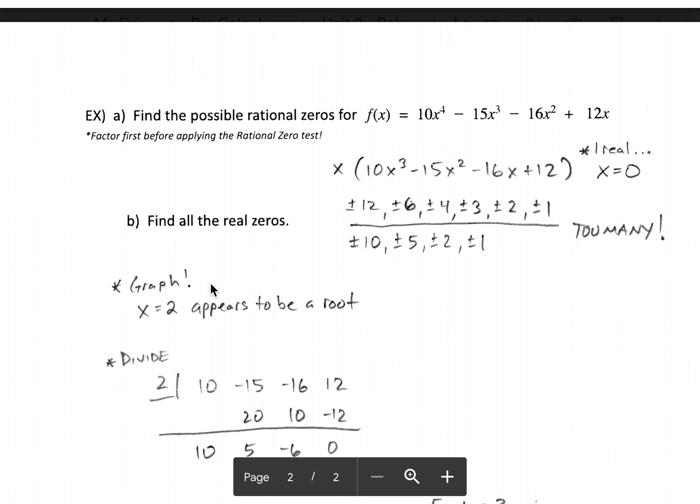So looking at our graph, we can see that we're crossing at 2. 4 divided by 2 would have given me that possible rational zero.